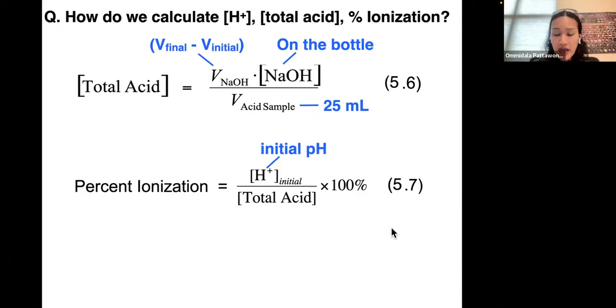Okay, so it's going to be the initial pH reading of your fruit juice. That means you need to measure the pH of your fruit juice first, right? Whatever that value is, you are going to do the anti-log, so that would be 10 to the negative pH. That is going to give you the concentration of proton. Then you can plug it in here. Eventually, you're going to get the percent ionization.